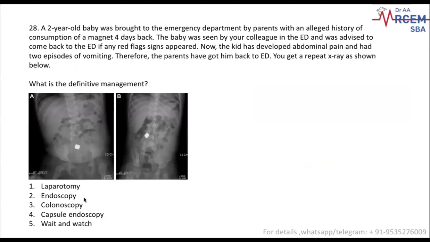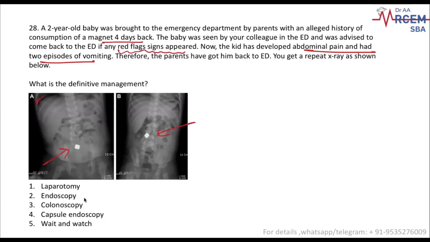A 2 years old baby was brought to the MS department by the parents with an alleged history of consumption of a magnet 4 days back. The baby was seen by your colleague in the ED, and was advised to come back to the MS department if red flag signs appeared. Now the kid has developed abdominal pain and had 2 episodes of vomiting. Therefore, the parents have come back to the emergency department. You get an X-ray done. Still, the magnet is there.